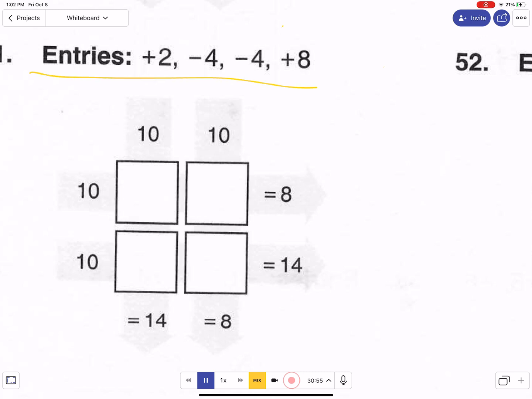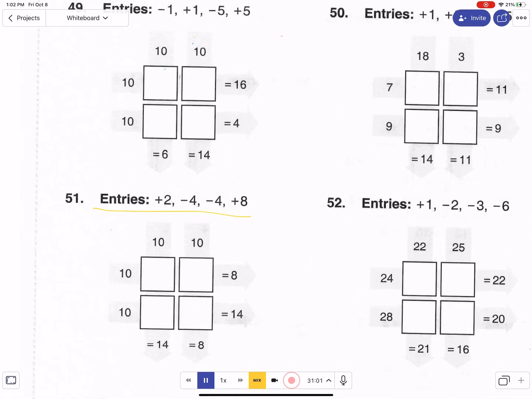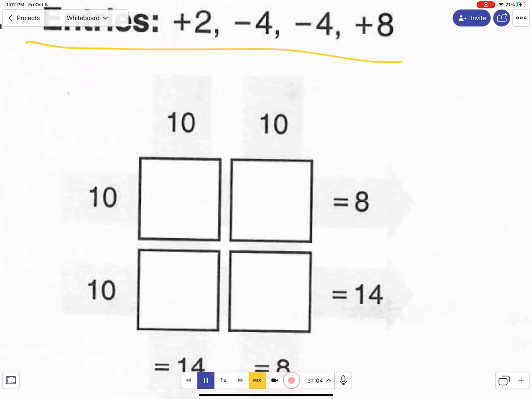Here are our entries. Oops, did we already do this one? I remember doing this. No, okay, we didn't do it. We just did something similar. I just remember all the 10s. Okay. So we're gonna work on this problem now.